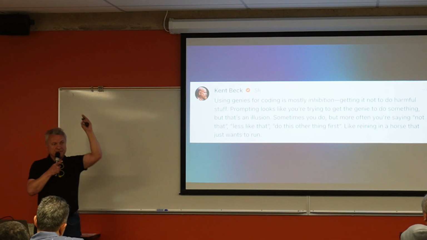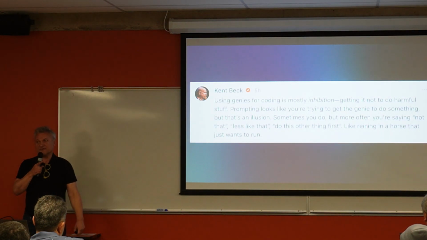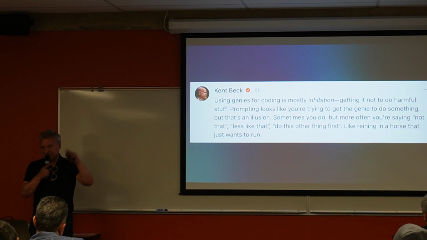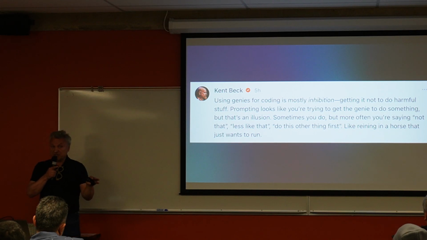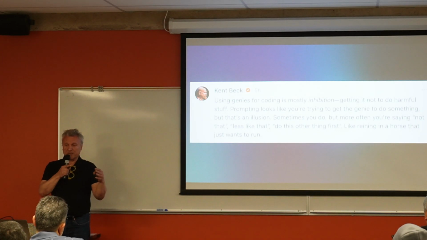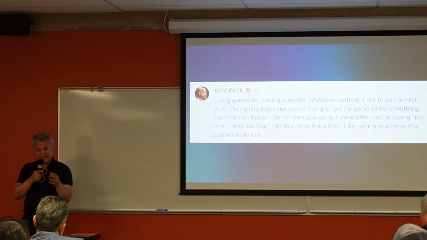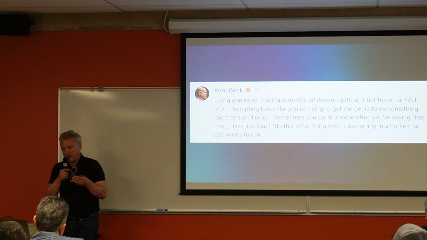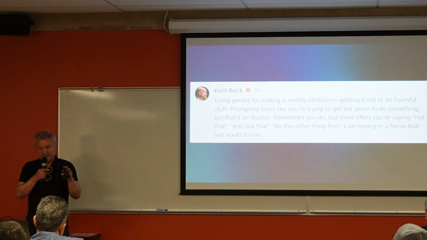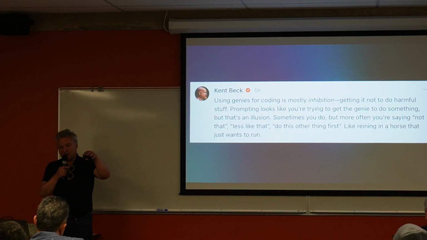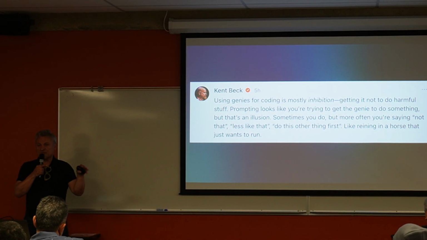So Kent Beck, people probably heard of Kent Beck, he's one of the great guys. He says, using Genie for coding is mostly inhibition, getting it not to do harmful stuff. Prompting looks like you're trying to get the Genie to do something, but that's an illusion. Sometimes you do, but more often you're saying, not that, less like that. Do this other thing first. Like reining in a horse that wants to run.